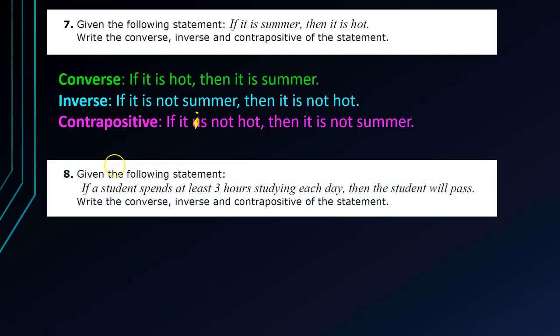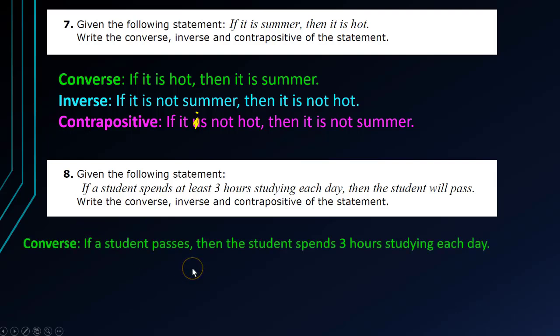Number 8, same thing. You're given the statement: if a student spends at least 3 hours studying each day, then the student will pass. You're asked to write the converse, inverse, and contrapositive. So again, the converse is just switching the if part with the then part. So if a student passes, or if a student will pass, there's different ways to say it. They both kind of mean the same thing. If a student passes, then the student spends 3 hours studying each day.